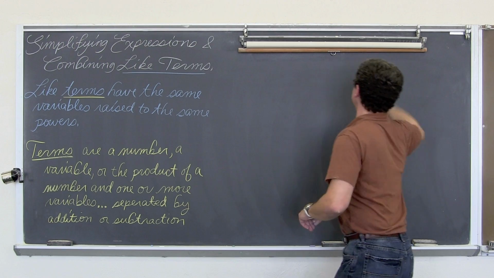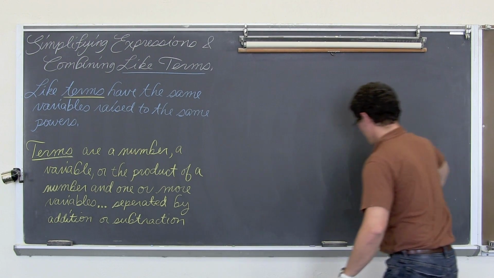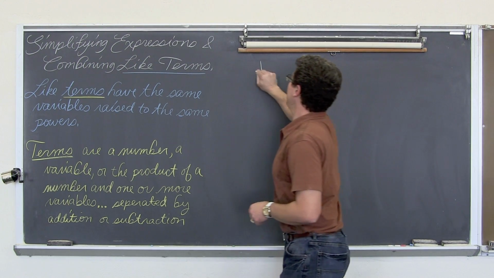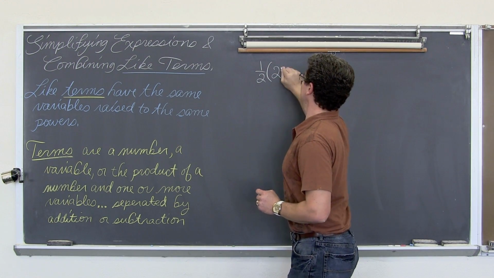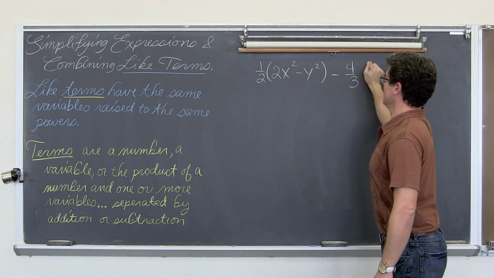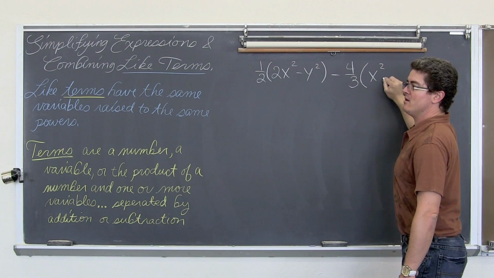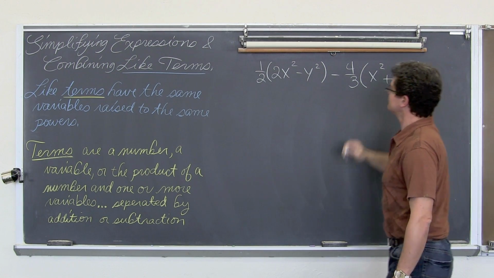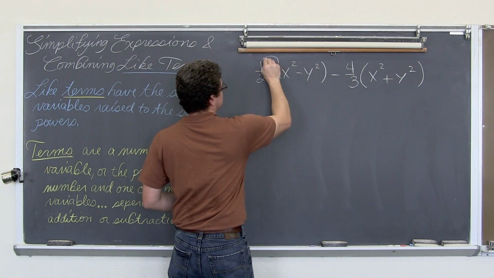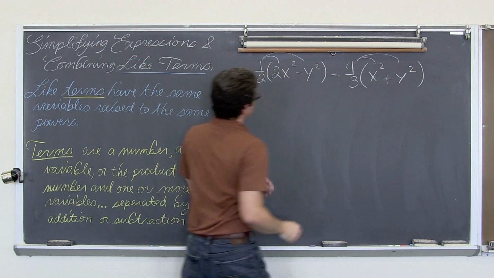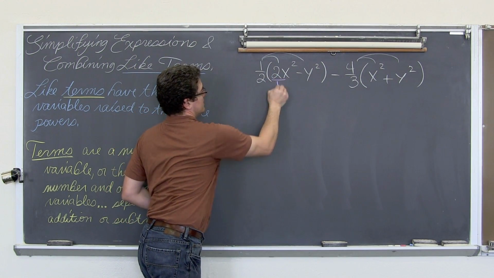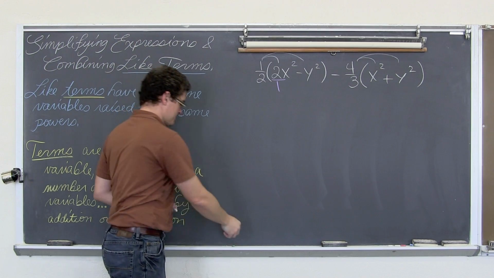Our last example is going to be for combining or simplifying expressions, combining like terms. 1/2 times 2x squared minus y squared minus 4/3 times x squared plus y squared. Okay, just like before, a couple parentheses, numbers out front, get those plugged in. If you have multiple numerical values, if even one of them looks like a fraction, it's not a bad idea to make them all look like fractions.